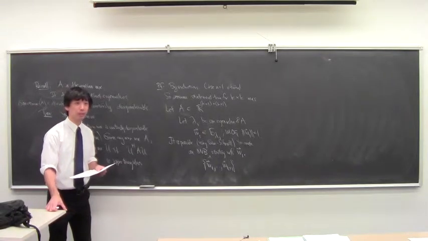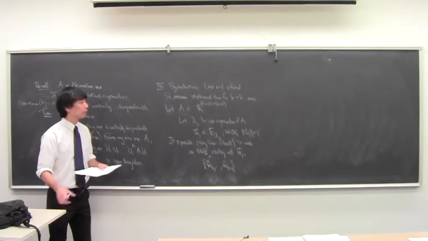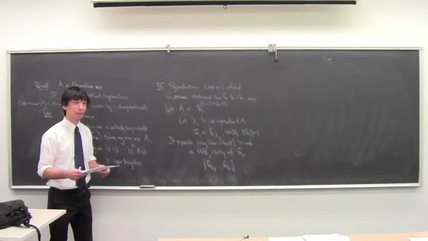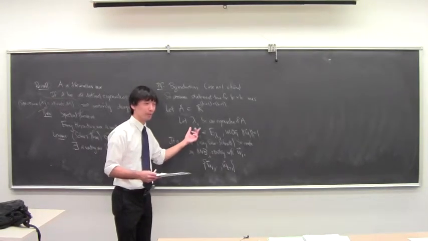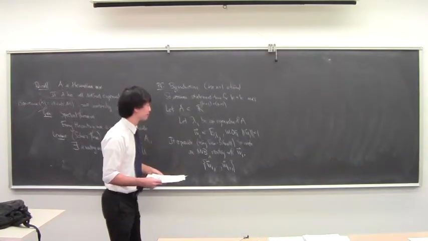Mia, what's your question? What's normalizing again? Normalize means just divide by the magnitude. Oh, okay. So it equals 1. Yeah, so that the magnitude of the new vector equals 1.